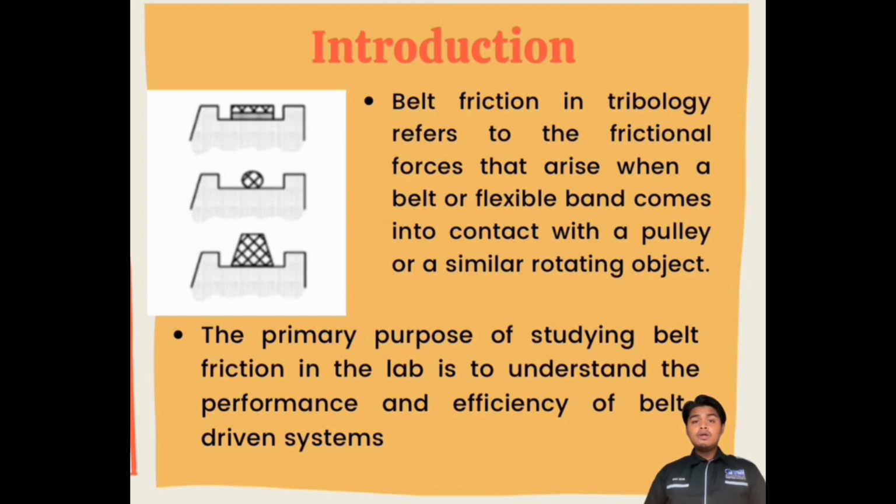The primary purpose of studying belt friction in the lab is to understand the performance and efficiency of belt-driven systems. Belt friction plays a crucial role in their efficiency and performance. It refers to the resistance encountered by the belt as it slides or rolls over the surface of the pulley. The magnitude of belt friction force depends on several factors, such as the coefficient of friction between the belt and pulley surface, the angle of wrap around the pulley, the applied tension, and the load on the belt.